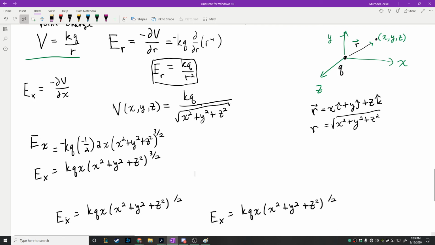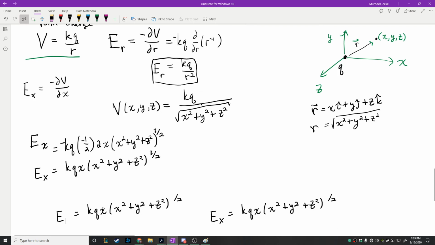So if I want to get this for the y component, all I need to do is to replace the x's. Oops. Lost our 3 here, lost our 3 here. If I want to get the y component... Oh, negative 3/2 power. Thank you so much. Negative, negative, negative, negative. Thank you for noticing that. This would be kq times y, and then this one would be kq times z. And that's e sub y. Okay, so we get that one, we get that one, we get that one.